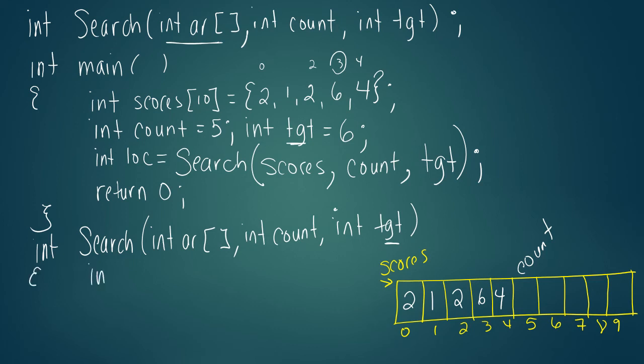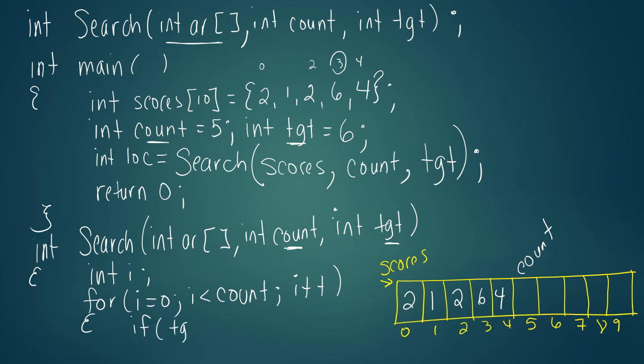So all it's going to do is go through using that same for loop for I equals 0, I less than count. Again, this variable count is the local count variable for the search function, and this is the local count variable for the main function. And it's going to search through and compare if target is equal to any of the elements in the array, then it's going to return the location.